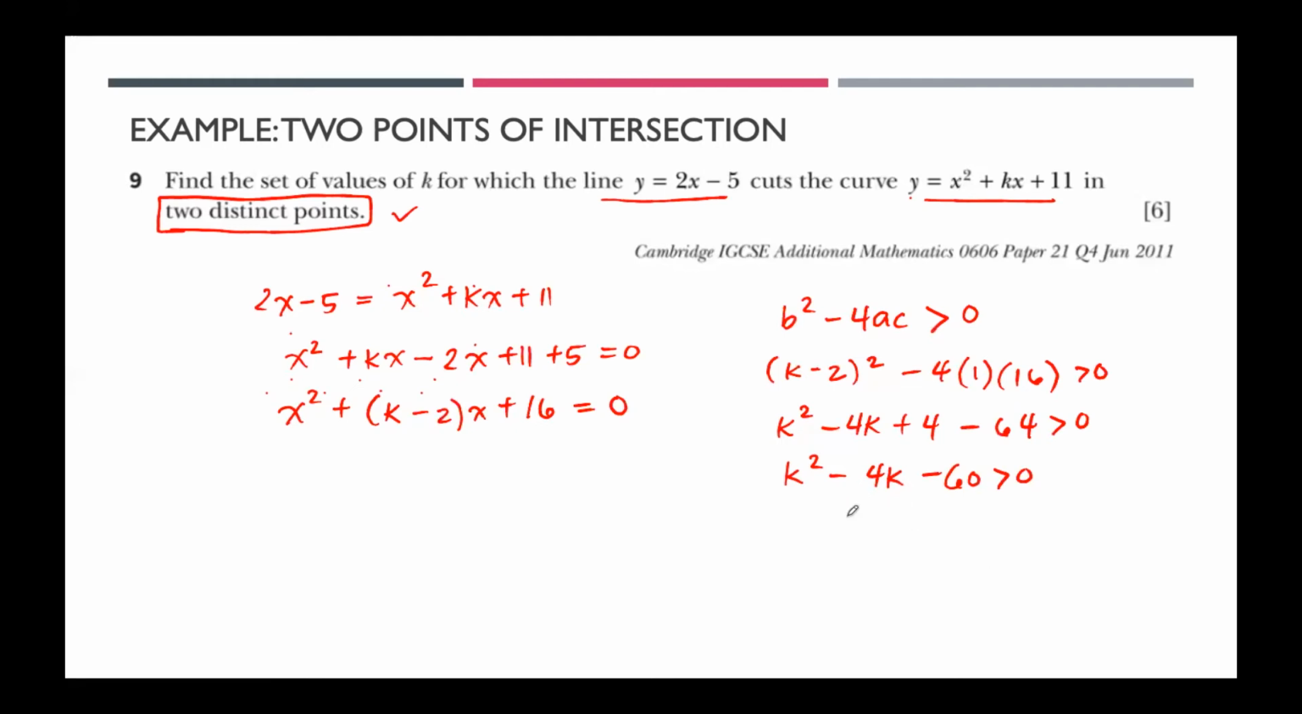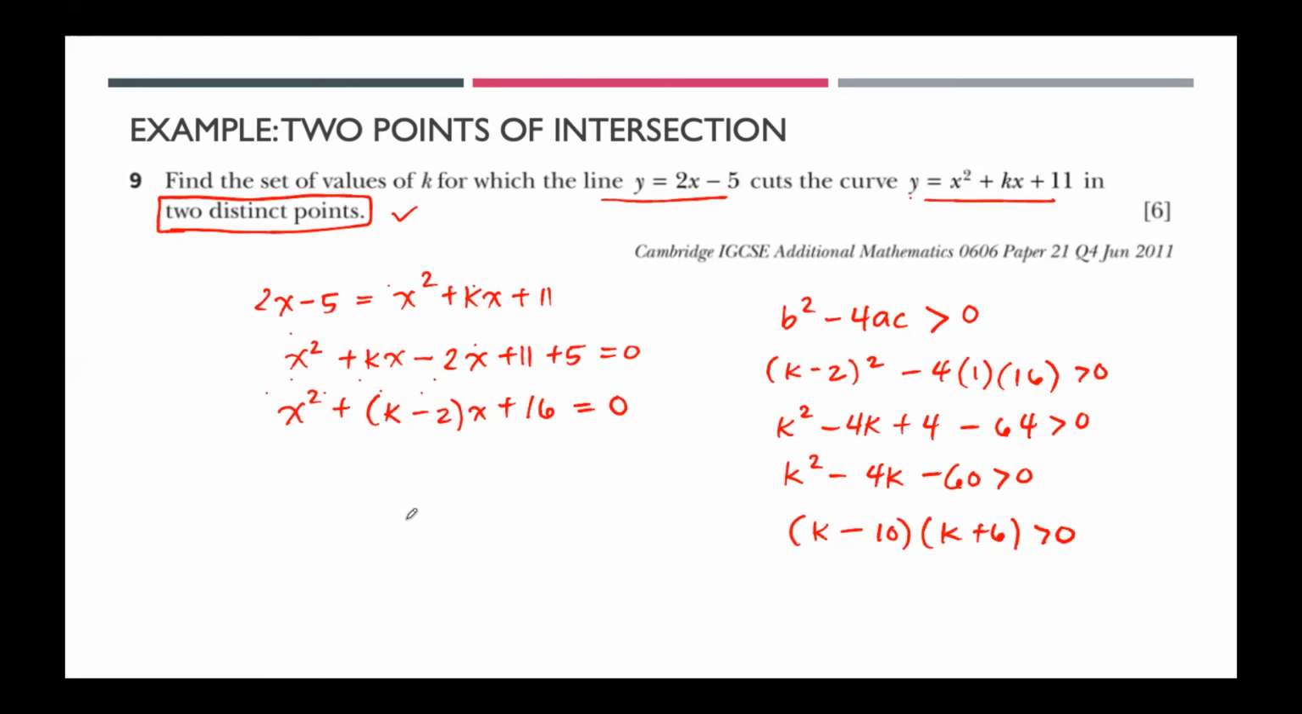And remember from, I think, chapter 1, okay, we were able to solve quadratic inequalities. So in this case, we just need to factorize it first to find the roots of your inequality. And those are (k minus 10)(k plus 6), right? So therefore, your roots are 10 and -6.